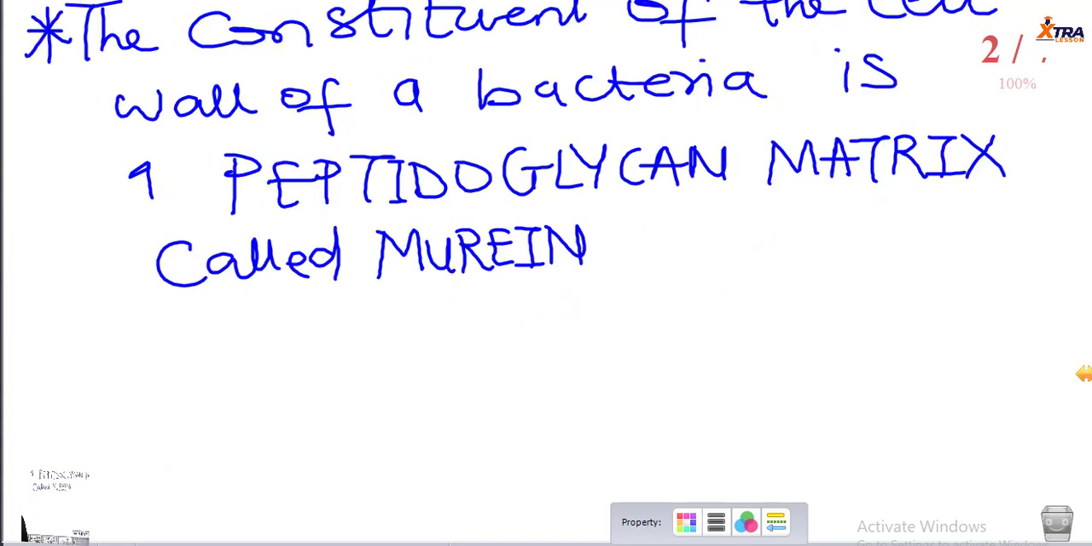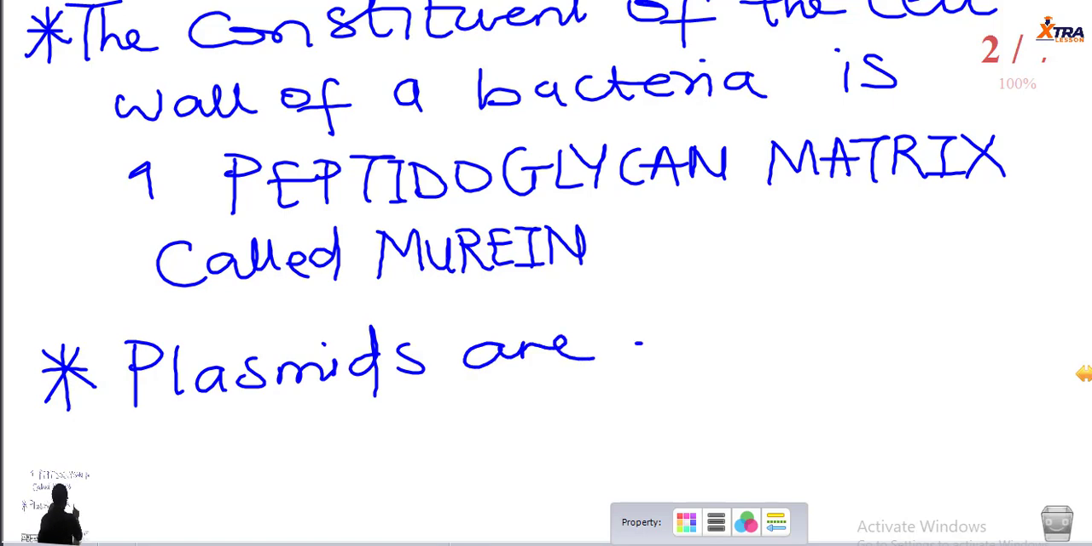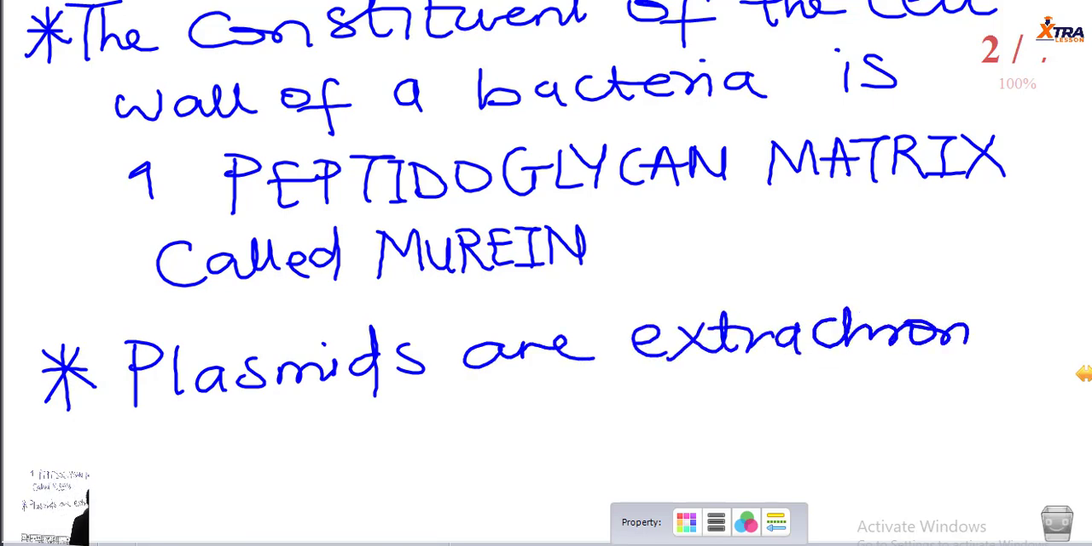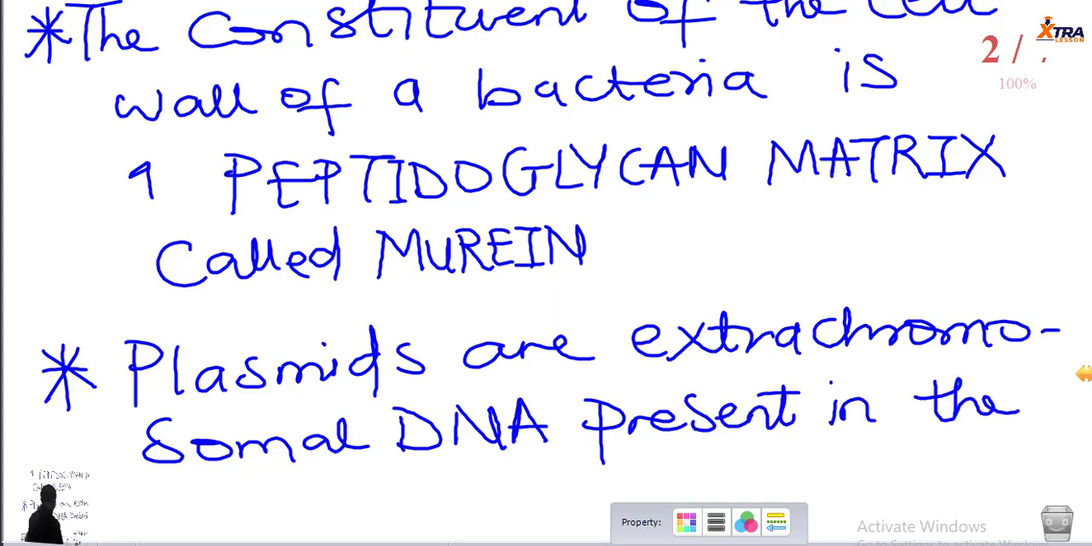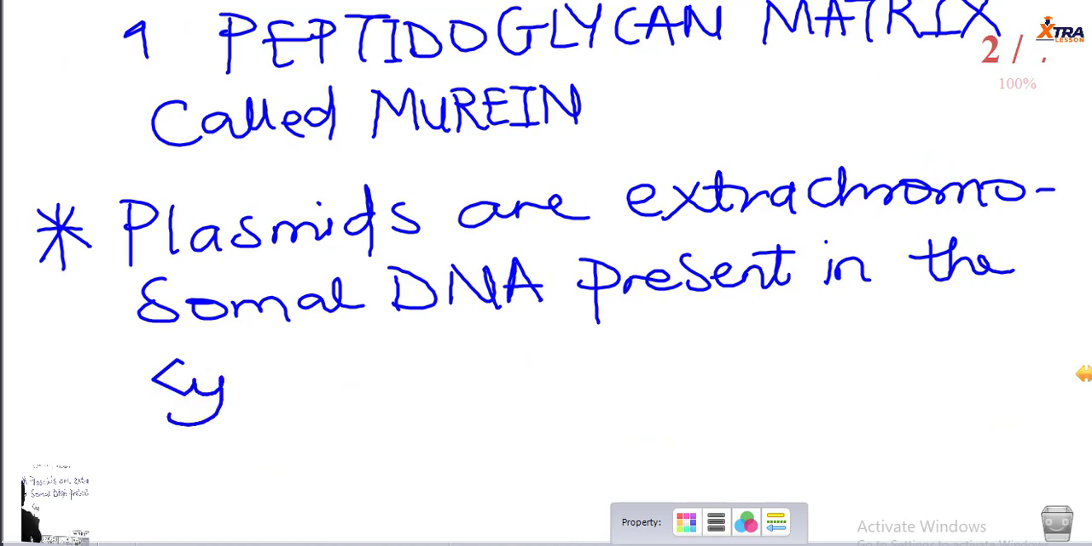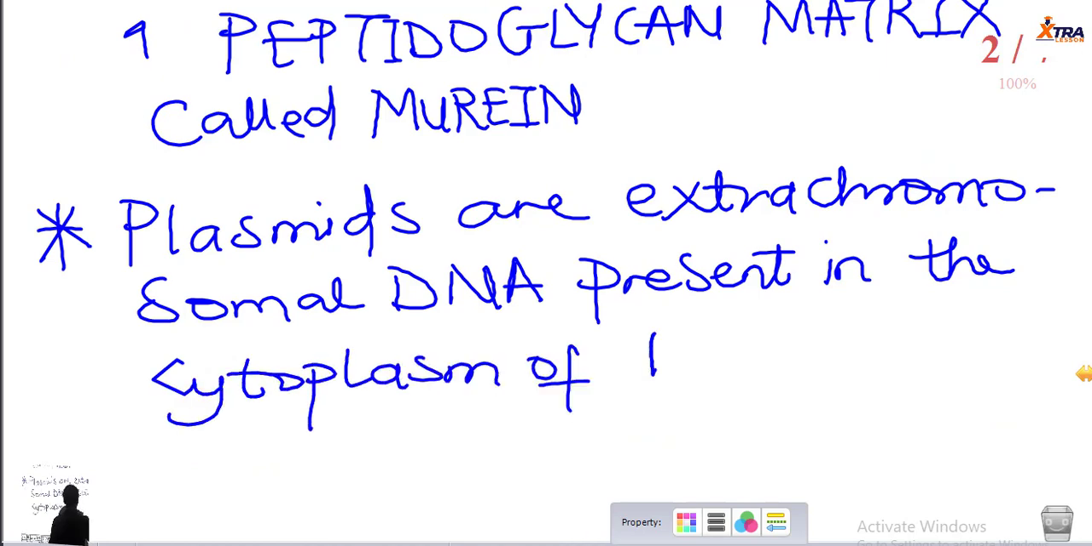Now, the plasmid is an extrachromosomal DNA. So, plasmids are extrachromosomal DNA present in the cytoplasm of bacteria.